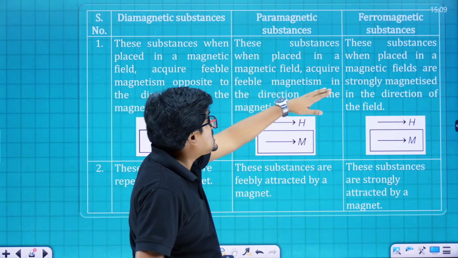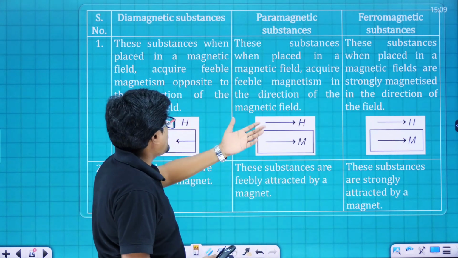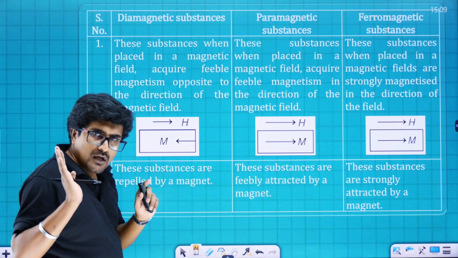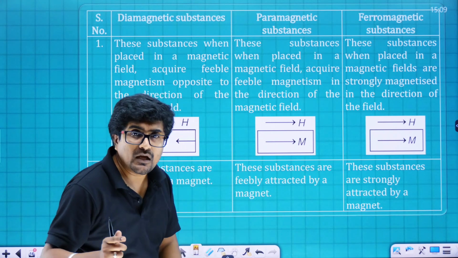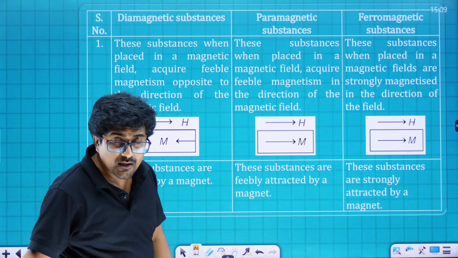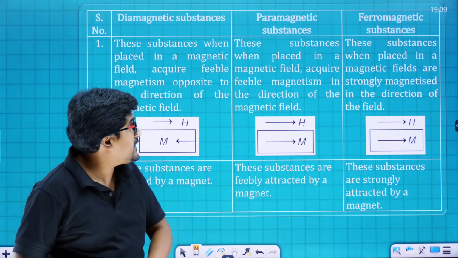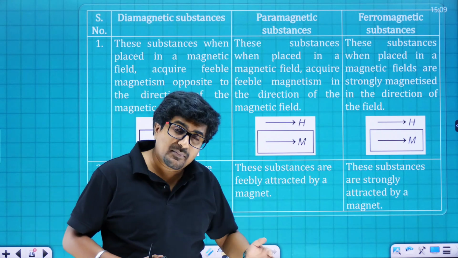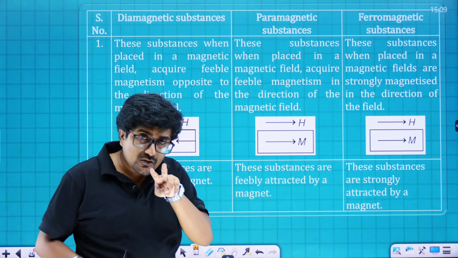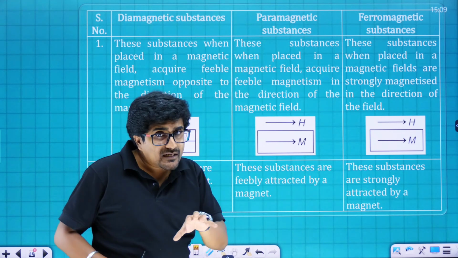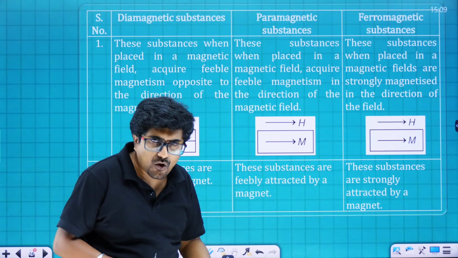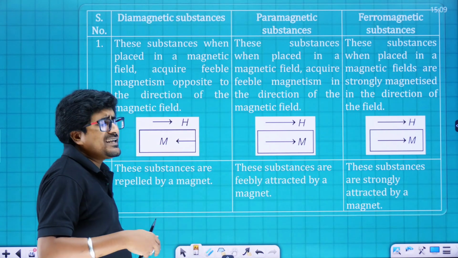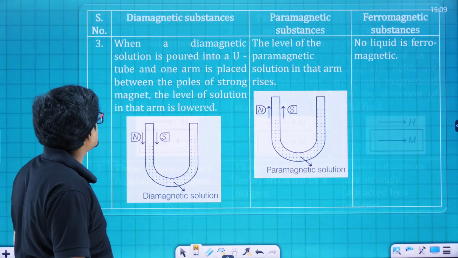Now, out of this, ferromagnetic material gets strongly magnetized and paramagnetic material gets weakly or feebly magnetized. That is the first-hand difference about how we differentiate all the 3. First one, diamagnetic, gets magnetized in the opposite direction of the applied magnetic field. Para and ferro get magnetized in the same direction of the magnetic field. So, if it is in the same direction, how are they different? Paramagnet gets feebly or weakly magnetized in the same direction of the magnetic field, and ferromagnetic material gets strongly magnetized in the same direction.